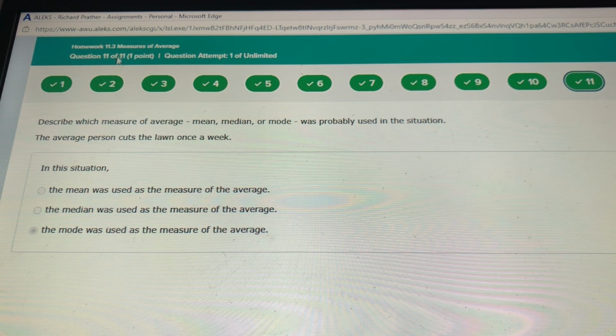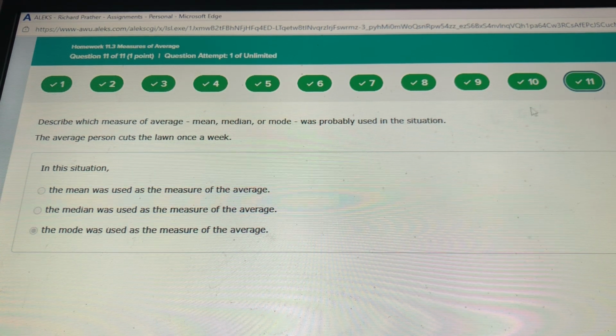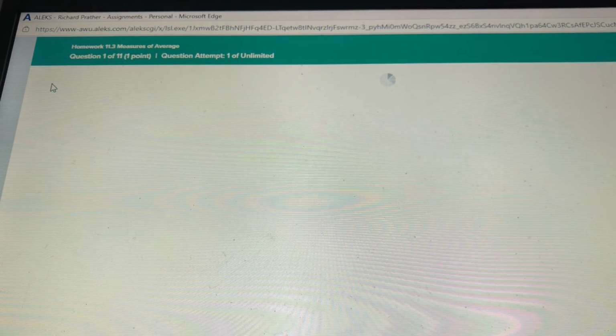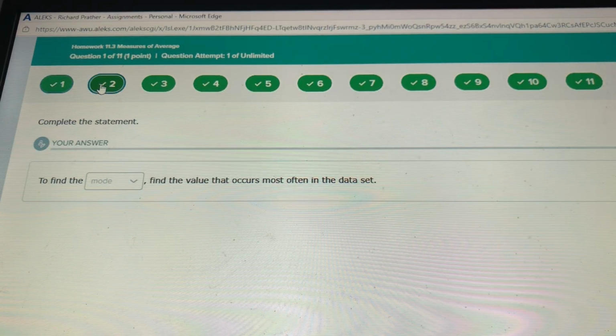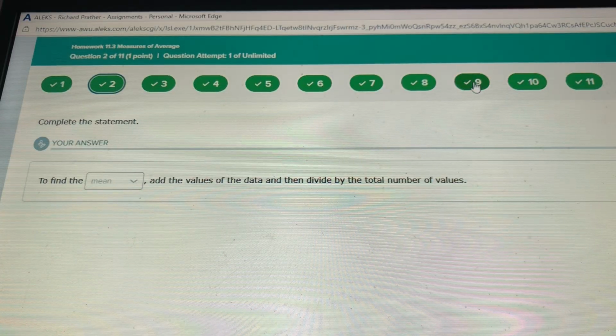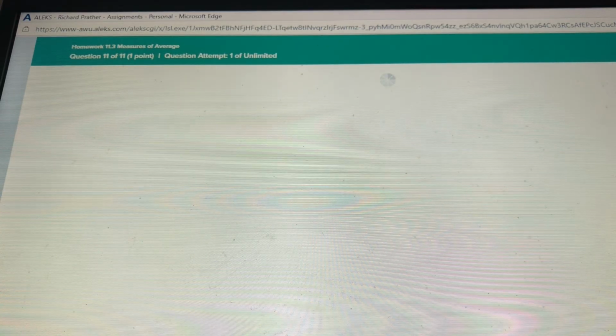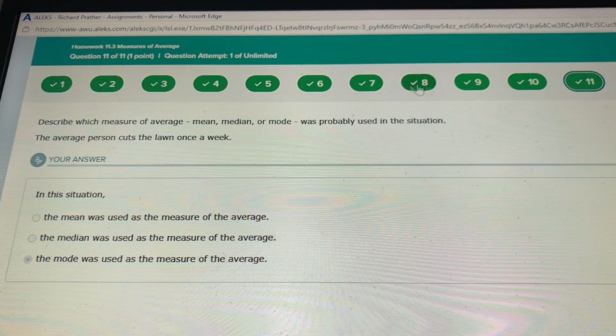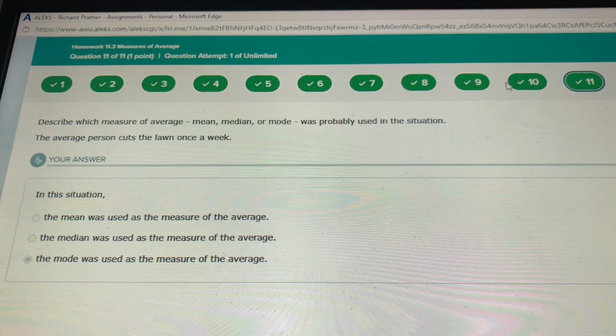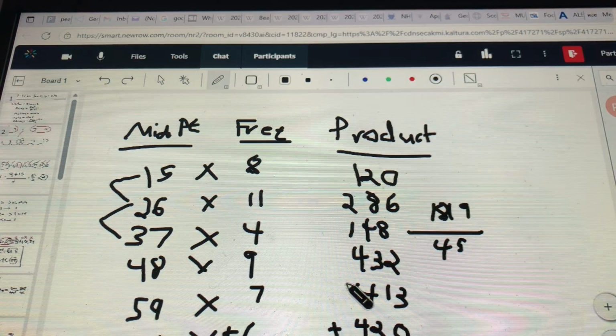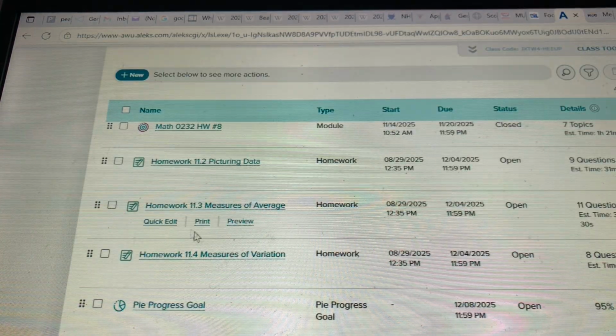Okay, section 11.3 had 11 problems, and some of them were short answer. 1, 10, and 11 were just quick short answer, and then 2 through 9 were calculating. They had 4 examples, all similar, 2 through 5, and then 6 through 9 were kind of similar too. Okay, we're done with section 11.3, the measures of average.